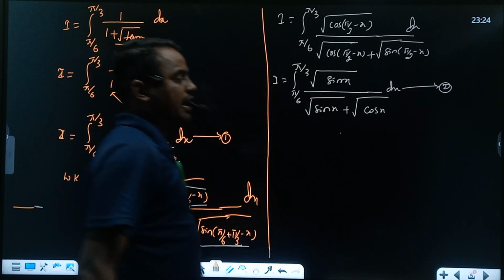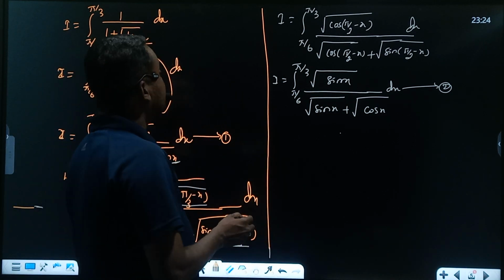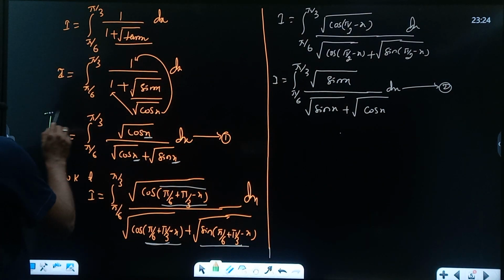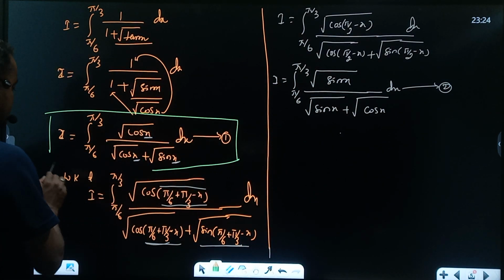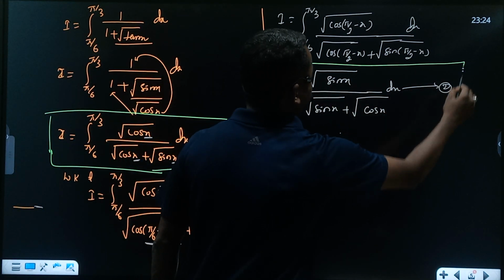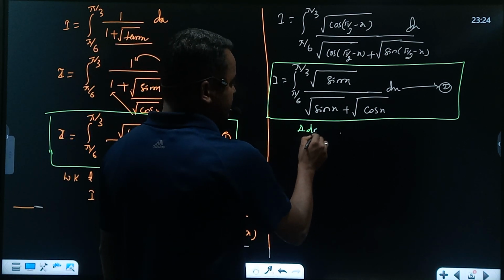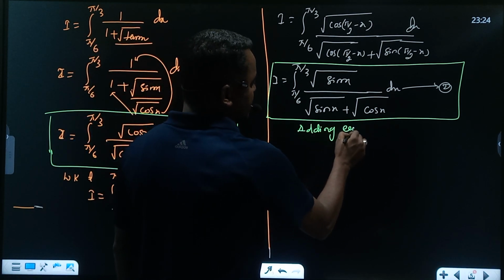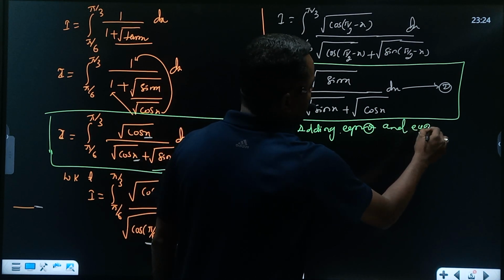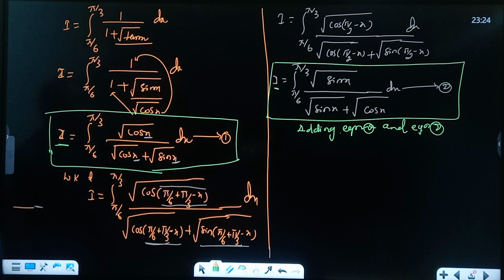This is equation 2. Adding equation 1 and equation 2, this is our equation 1 and this is our equation 2. What is on the left side? I plus I is 2I.